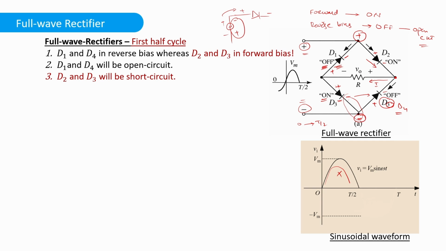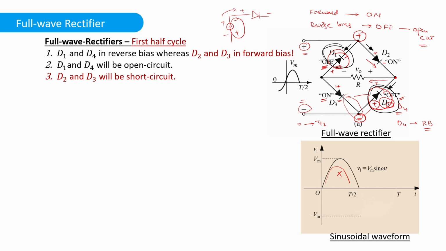So this negative terminal is connected with the positive terminal. This D4 will be in, let me write it as RB, which is reverse bias condition, hence it will be off. So this diode and this diode will be open circuit. Let me change the color of the pen to black. So this D1 and this D4 will be open circuit. We will only have flow through D2 and D3.